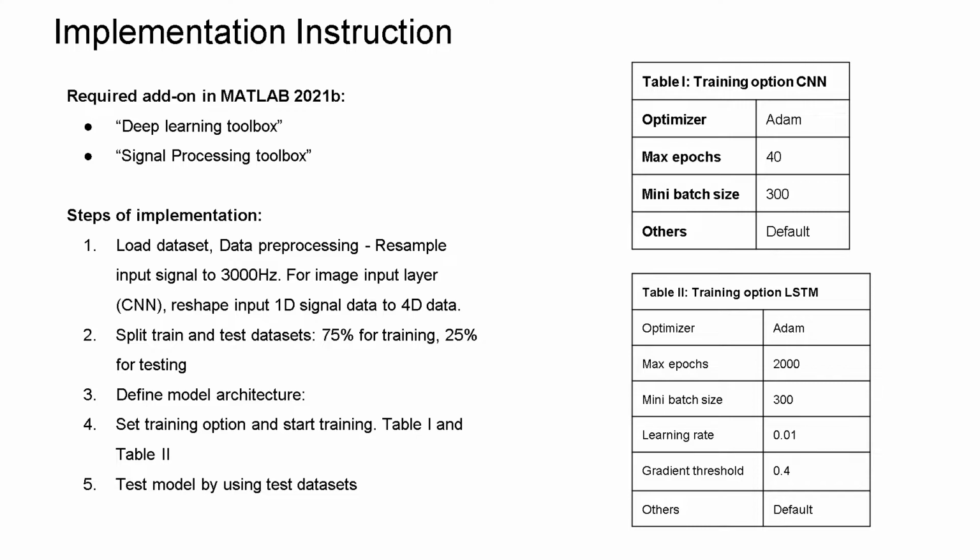For the implementation steps, the first step is to load the dataset and do data preprocessing. This step contains resampling the frequency to 3000 Hz and reshaping the dataset from 1D to 4D. The second step is to divide the dataset into training and testing, 75% for training, 25% for testing. Then we define the module architecture, set training options and start training.